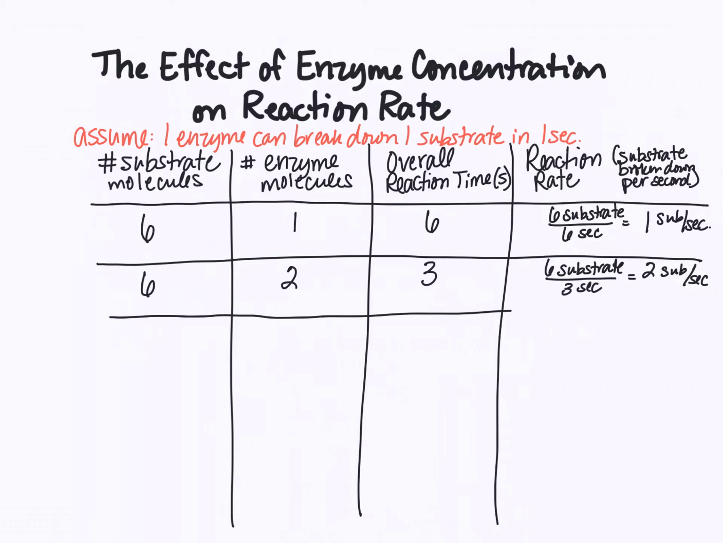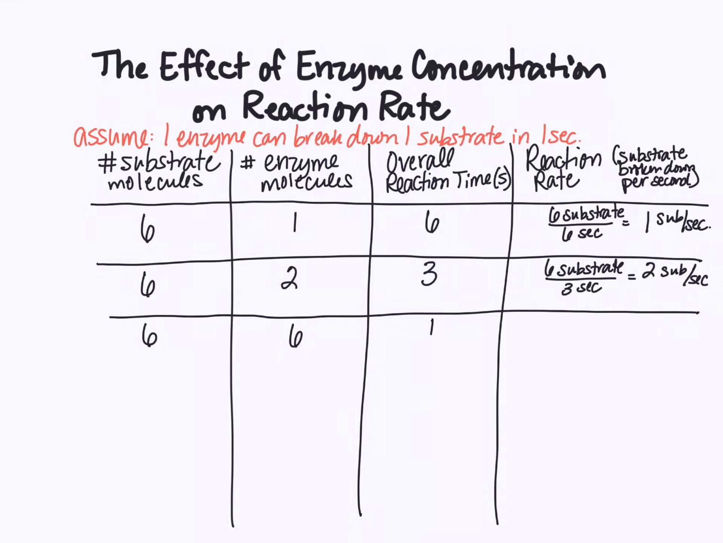If we were to increase the number of enzyme molecules again, so once again, we'll stick with 6 substrate molecules, but now let's go ahead and jump and say we have 6 enzyme molecules. Now, each one of those enzyme molecules can break down one substrate at the same time. So it would only take 1 second in order for all the substrate to be broken down.